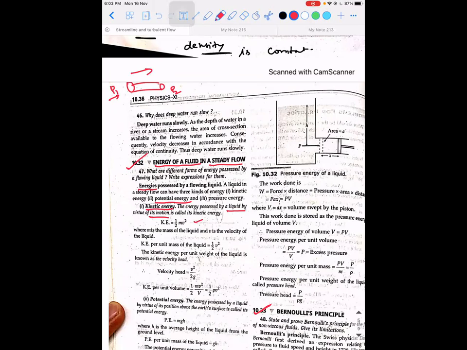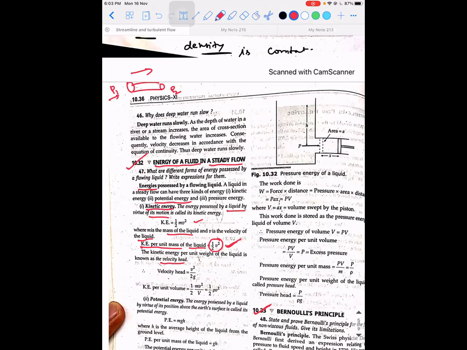You can define its density, where m is the mass of the liquid and v is the velocity of the liquid. If I want to calculate a parameter like kinetic energy per unit mass of the liquid, it is half v square. Have this in your mind. There is a special name for it.